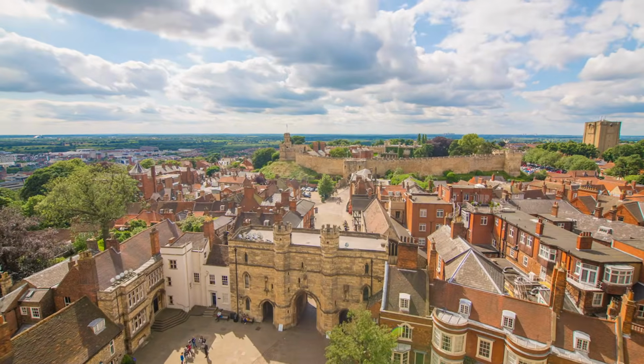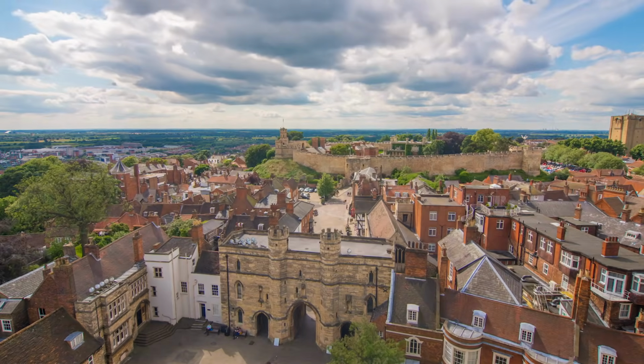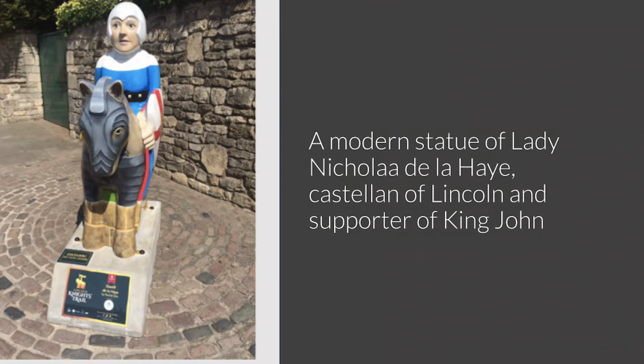In Lincoln, our royal castle was actually held for the crown by a very loyal supporter of King John, the great Castellan Lady Nicola de la Haye. She was one of a handful of women who held government office in the Middle Ages. But elsewhere in the county of Lincolnshire, many local knights joined the rebellion against John's oppressive regime.